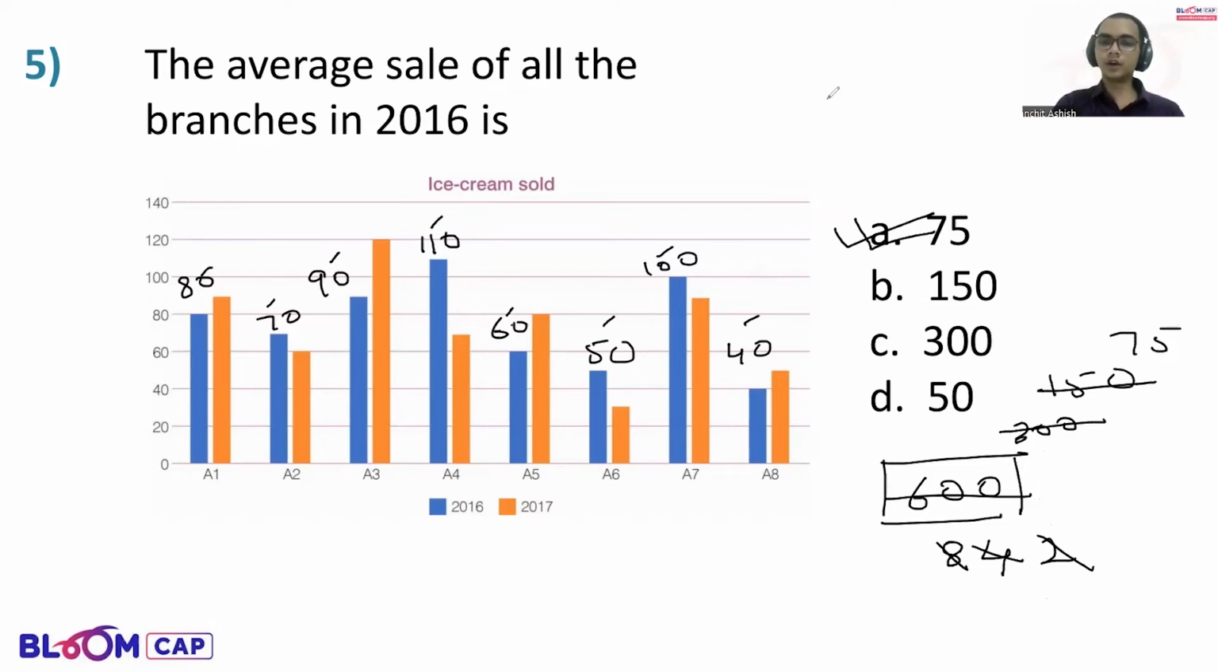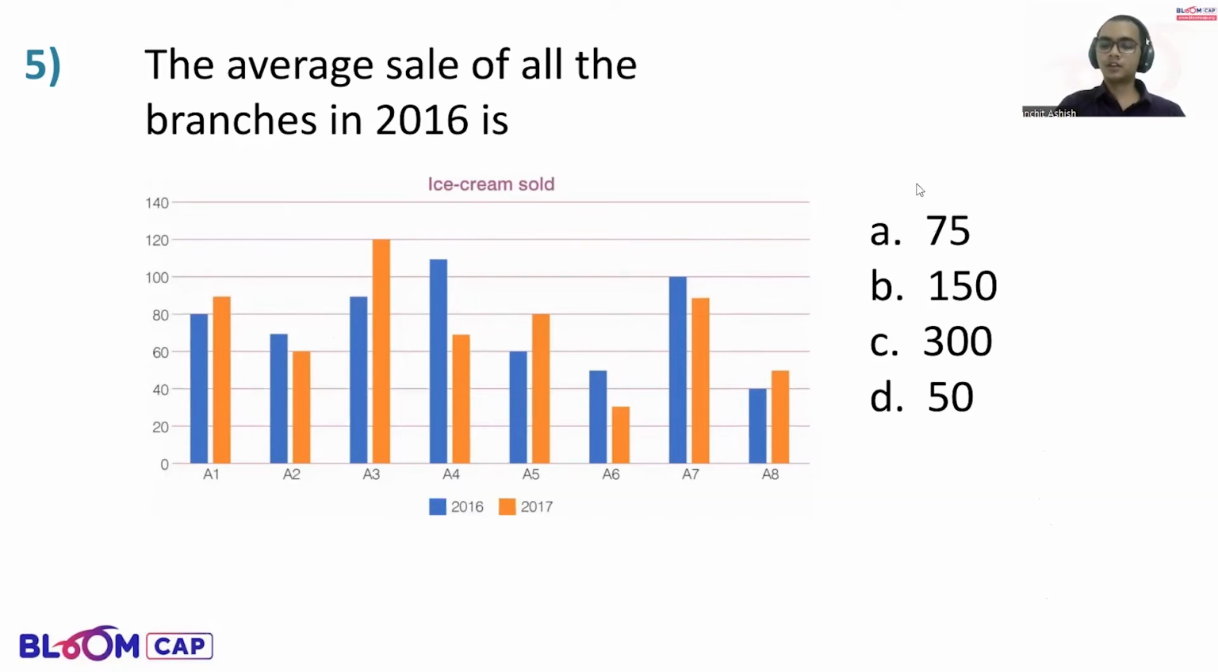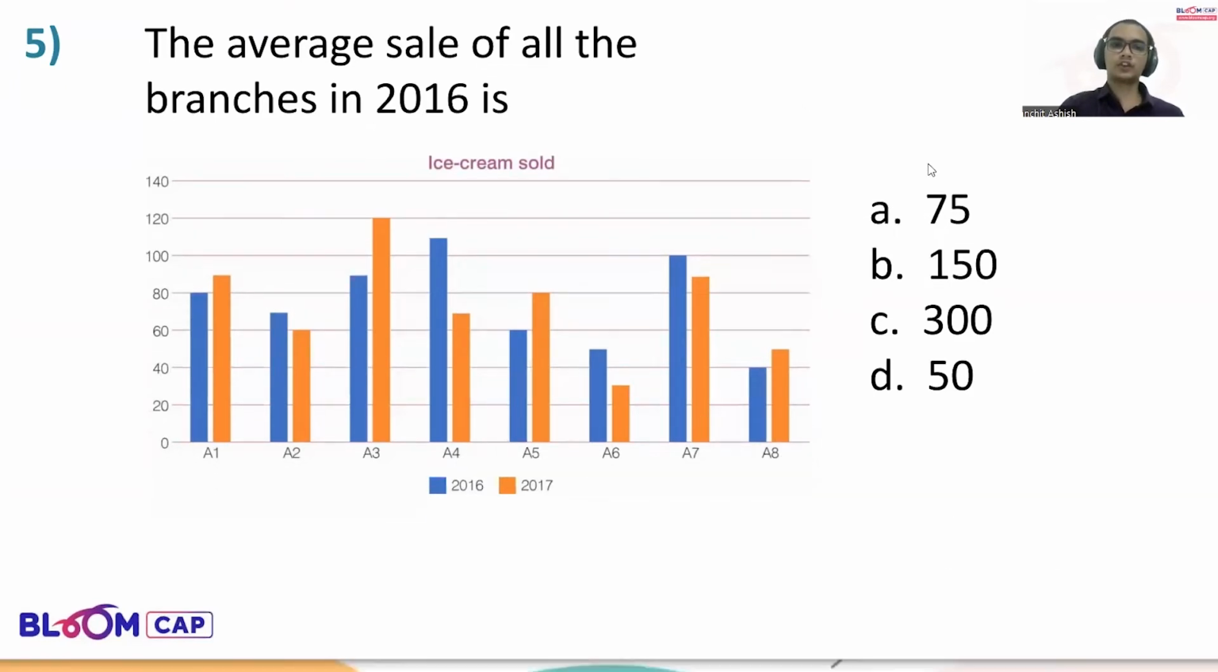Okay. It was a simple question. We just added all the values together and we divided it by the denominator. To figure out the denominator, we saw how many shops there are in total. There were 8 shops, so we divided by 8 and we got our answer. All right, let's move on to the next question.